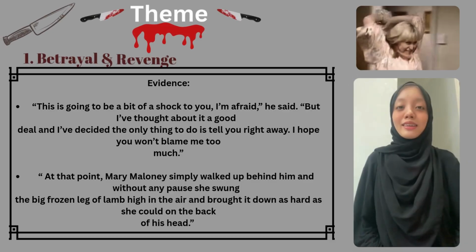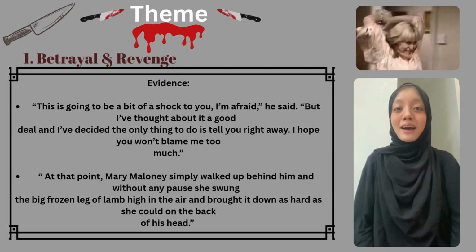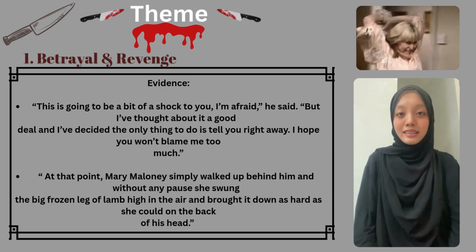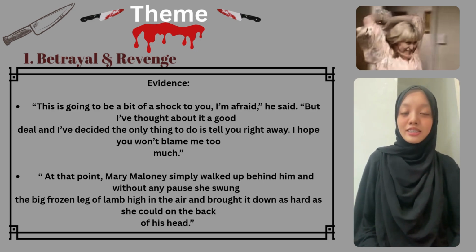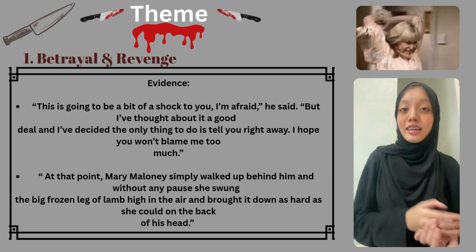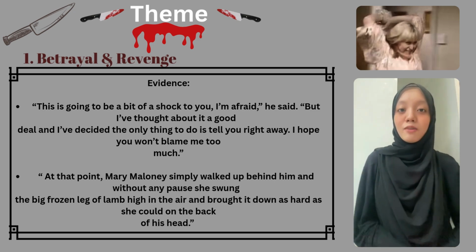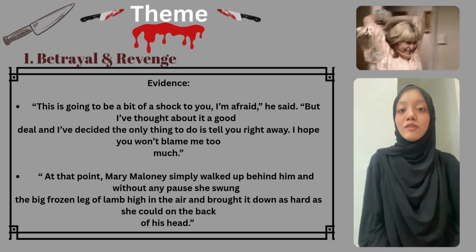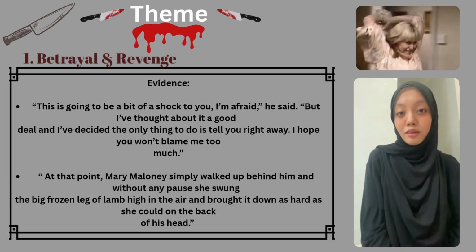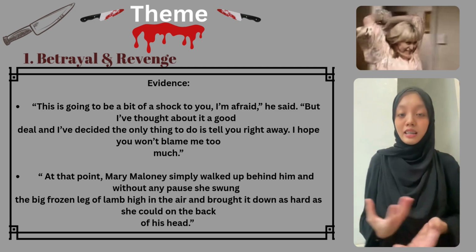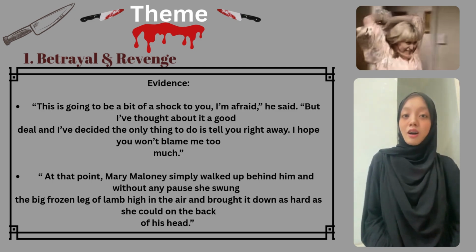Now I will explain the themes of the short story The Lamb to the Slaughter by Roald Dahl. The first theme is betrayal and revenge. As we can see in the story, Patrick betrays Mary when he suddenly decides to leave her, and in response, Mary takes revenge by killing him with the frozen leg of lamb.